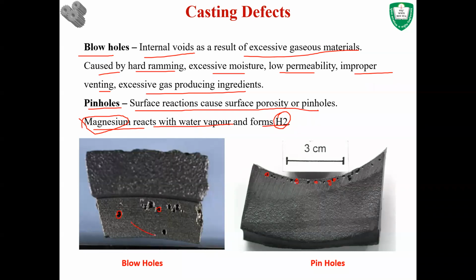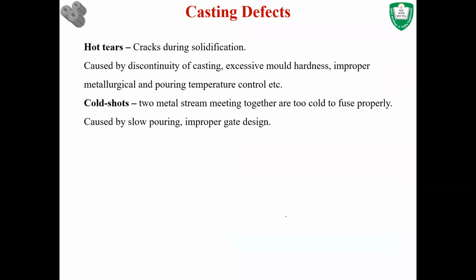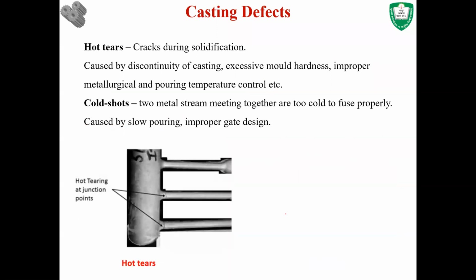Internal blowholes are severe defects. You cannot repair them. The material has to be rejected. But in the case of pinholes, this is an intermediate defect and can be repaired. Another one is hot tear.